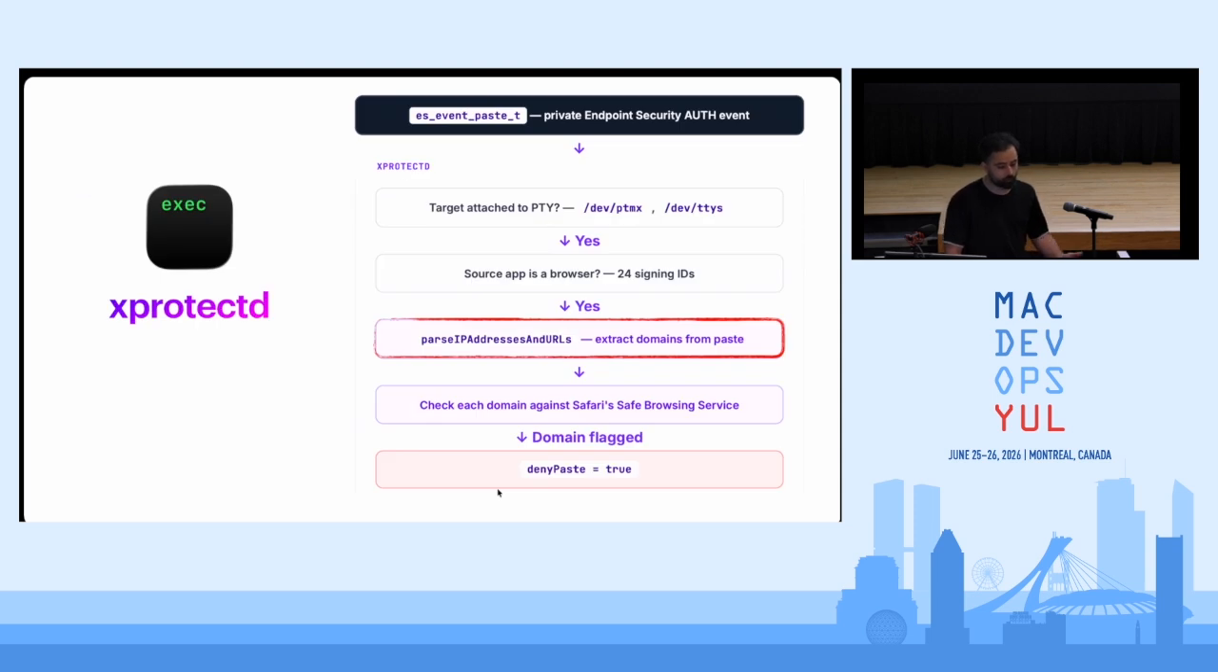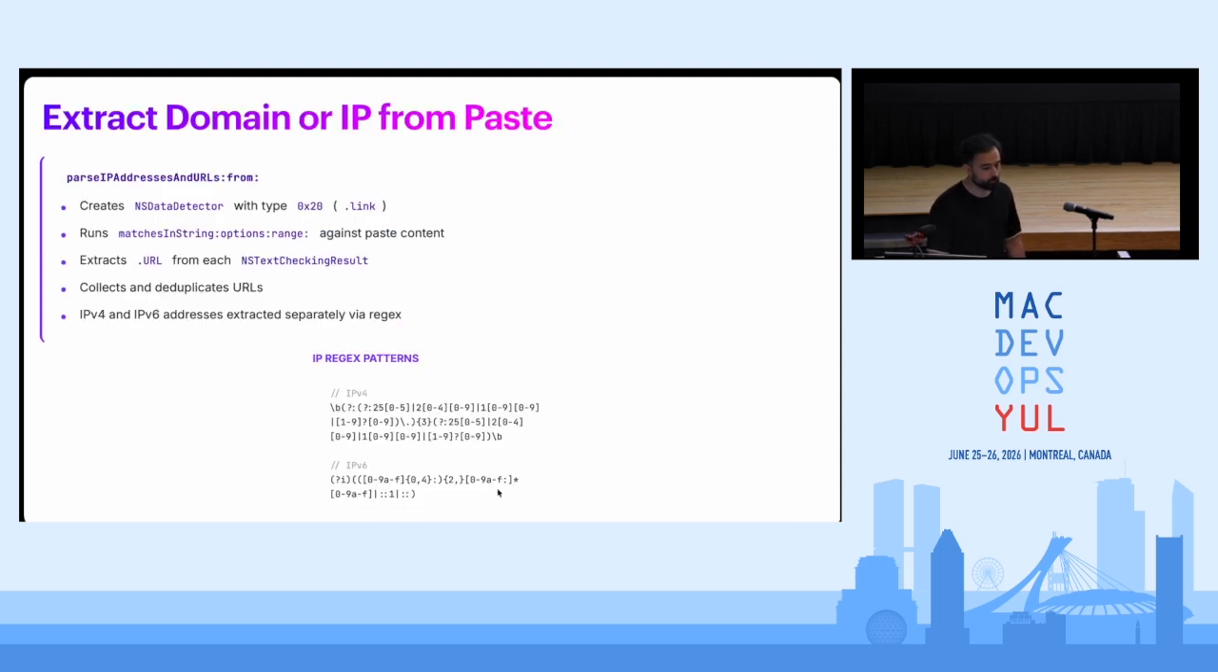So if the target is terminal and the source is a browser, it calls a function called parse IP address and URLs to pull any domains and IPs out of the text you paste. So a quick version of how it works. It calls NSDataDetector with the link type to get the pasted content, grab any URLs, and then dedupes them. And it also extracts any IPv4 and IPv6 from that command. I won't read that regex unless someone wants me to.